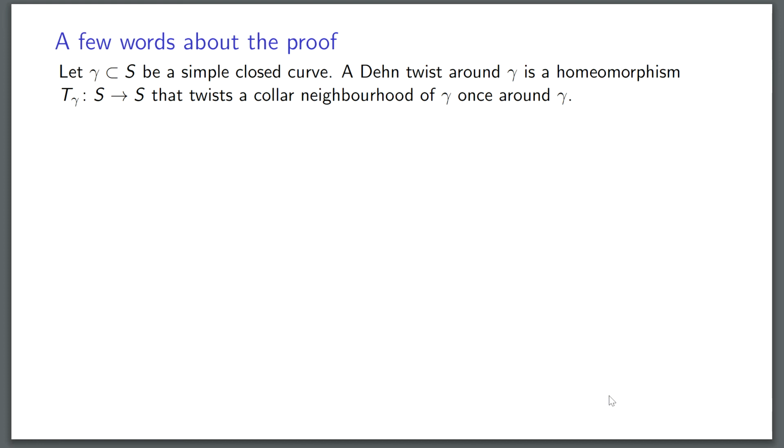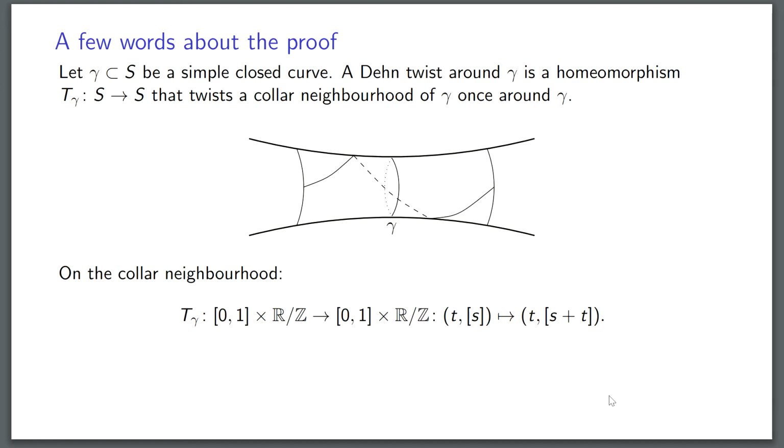We let gamma be some simple closed curve, and then a Dehn twist around gamma is a homeomorphism of the surface that twists the surface once around gamma. To be more precise, we take a collar neighborhood of gamma, which we identify with a cylinder, and on this cylinder we let the Dehn twist be the map that's given by this formula. And then outside of the cylinder, the Dehn twist is simply the identity map. And it means that if you have, for example, a curve that runs straight through this cylinder, its image under the Dehn twist is this curve which wraps around it once.